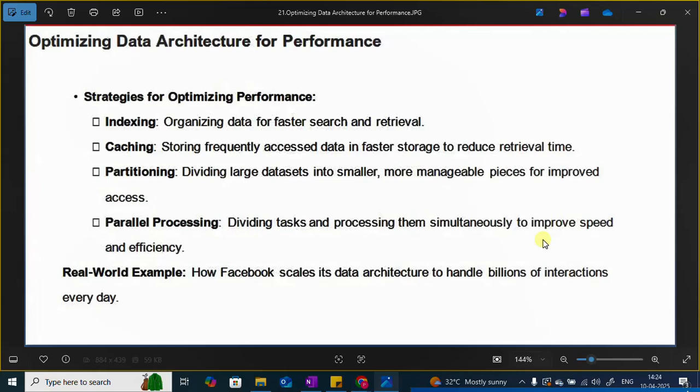What about partitioning? Dividing a large data set into smaller, more manageable pieces for improved access. That is called partitioning. And what about parallel processing? Dividing tasks and processing them simultaneously to improve speed and efficiency. That is called parallel processing altogether. Now, a real world example: how Facebook scales its data architecture to handle billions of interactions every day. That is all about the real world example, and that's all about the optimizing concept.